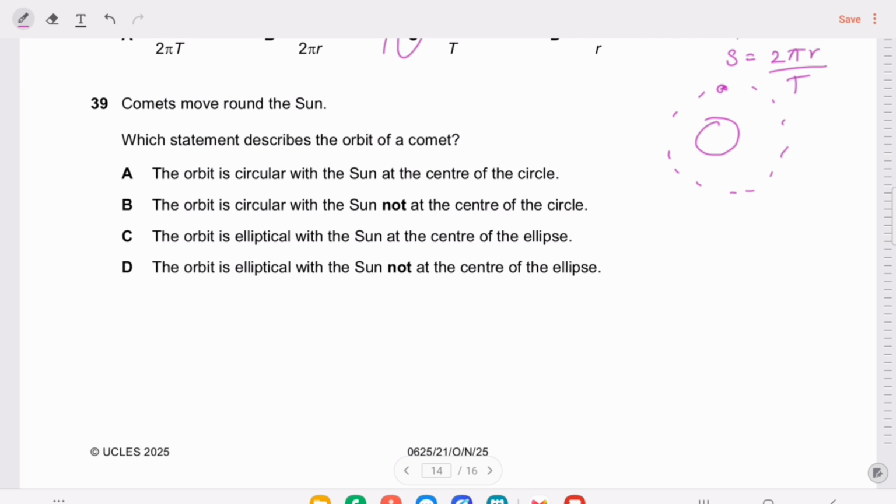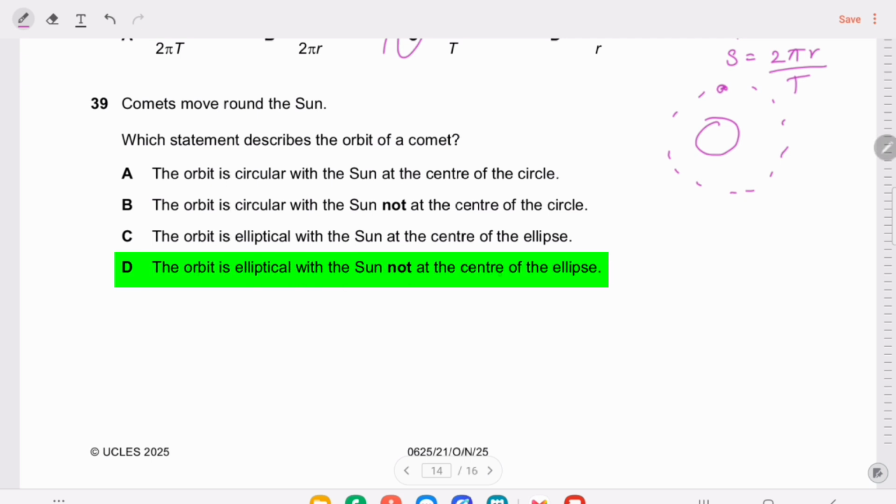Don't overthink. Comets do not travel in perfect circles. Their paths are elliptical. An ellipse looks like a stretched circle. The sun is not the center of the ellipse. Instead, it sits near one side. This is why comets spend more time very close to the sun and some time very far away. Think of an athletics track. It's stretched rather than perfectly circular. A comet's orbit is similar. So in that case, the orbit is elliptical with the sun not at the center of the ellipse.